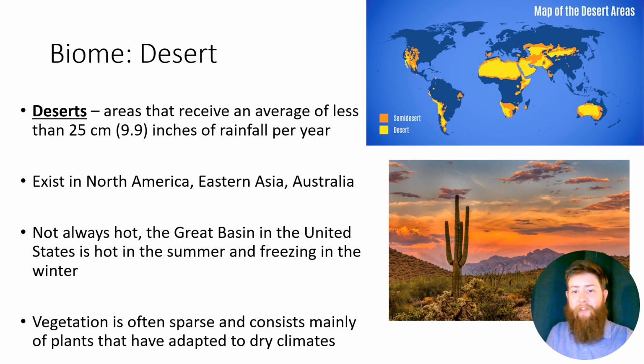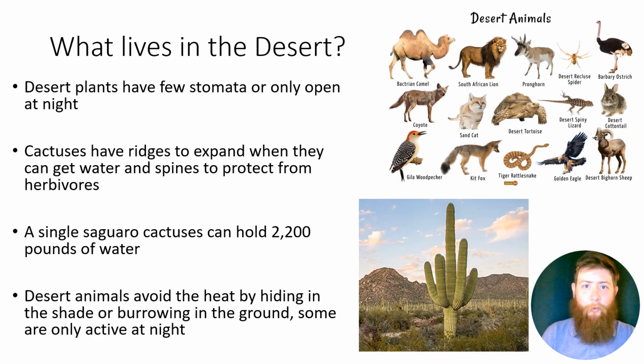The vegetation in these areas is often sparse and usually consists of plants that have adapted to drier climates, things like cactuses and shrubs. So who lives in the desert? Well, desert plants usually have very few stomata or only open them at night to conserve water because it's hot in the day and cooler at night. Things like cactuses, you can see this cactus here has these ridges all over it. This allows it to expand and make those ridges smaller when it gets water, and it has spines to protect it from the herbivores of the area.